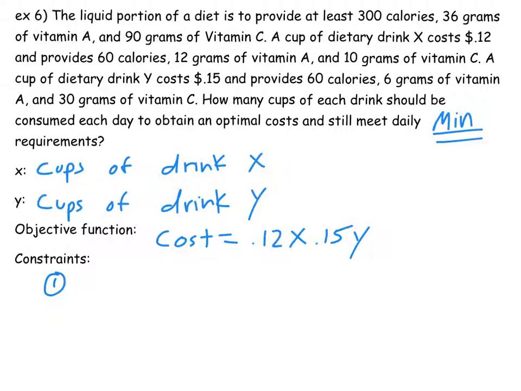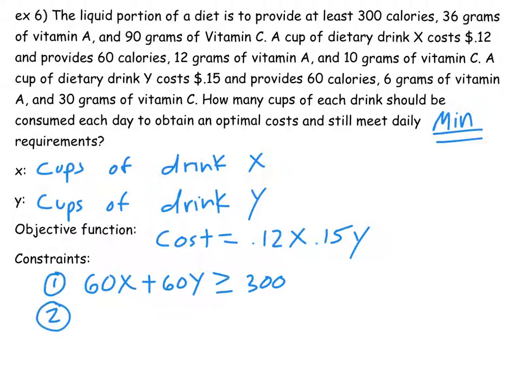Okay? The first one is for calories. As the description tells us, drink X provides 60, Y provides 60, but each individual needs at least 300. Okay? So we have to take enough of this, sounds like some kind of dietary supplement, maybe like a shake or something like that. We need at least 300 calories from it.